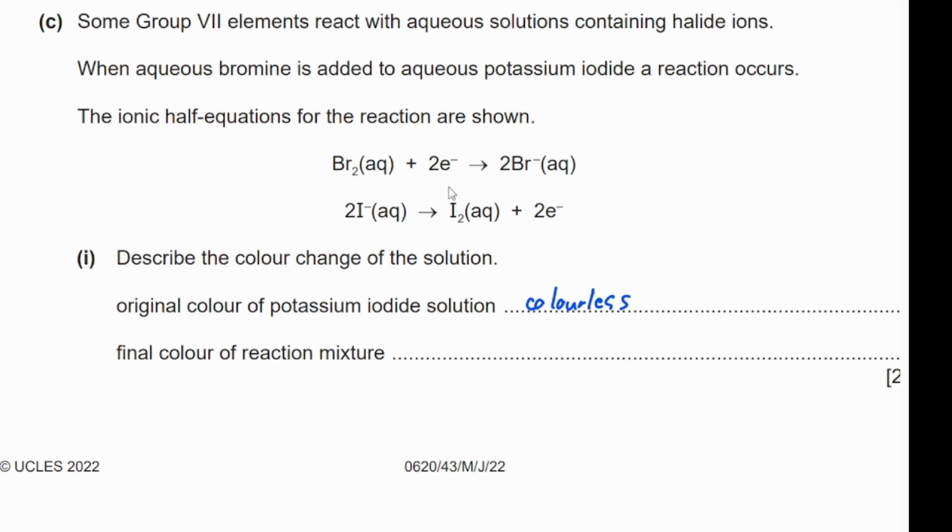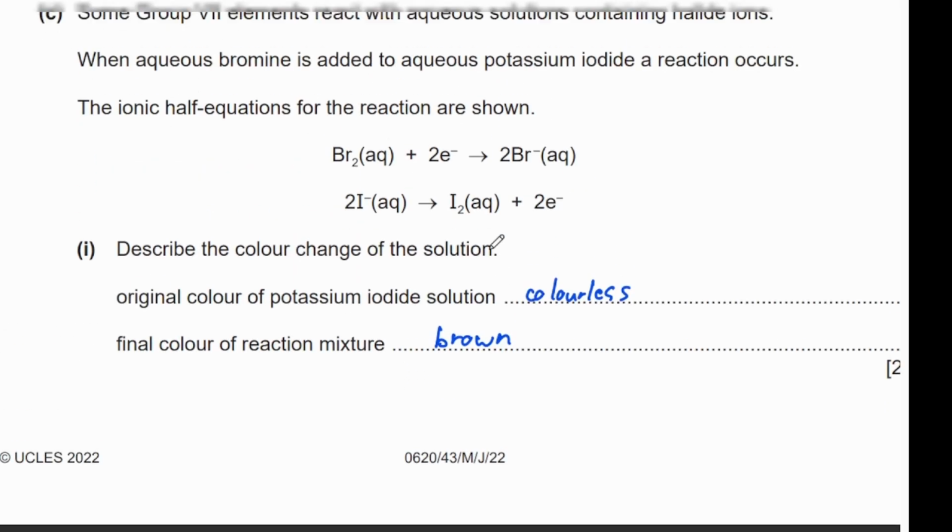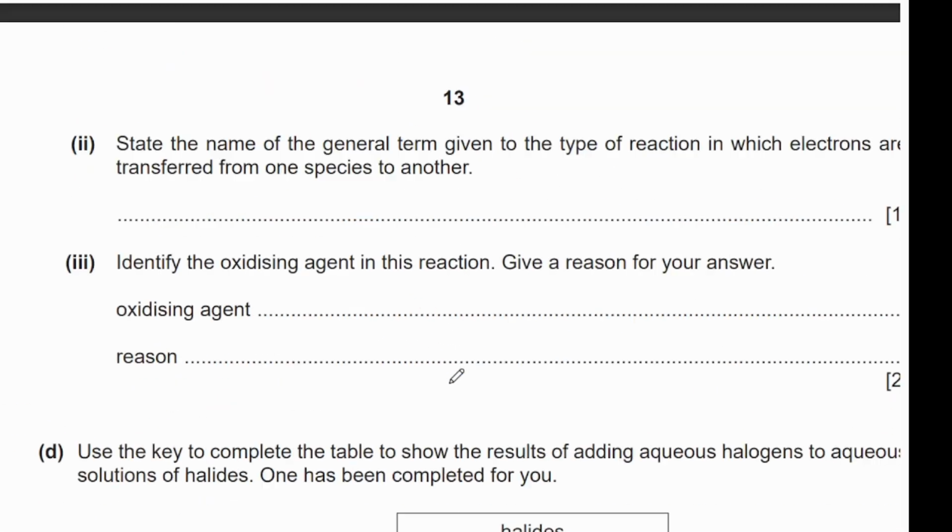Since iodine is released because of displacement, the final color of the mixture would be brown. Okay, because iodine in aqueous solution is brown.